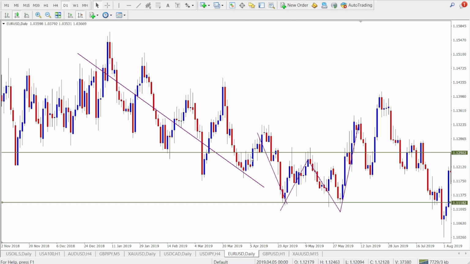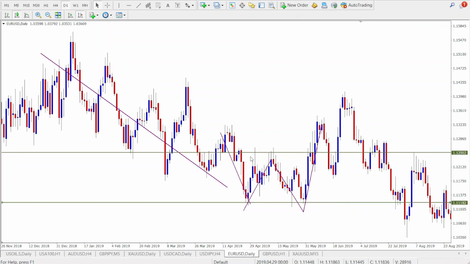Do not jump in too early. All right, do not jump in too early. Now, how do you trade a double bottom or double top effectively? Now that you can identify double tops and bottoms, let us talk about how to trade them correctly.